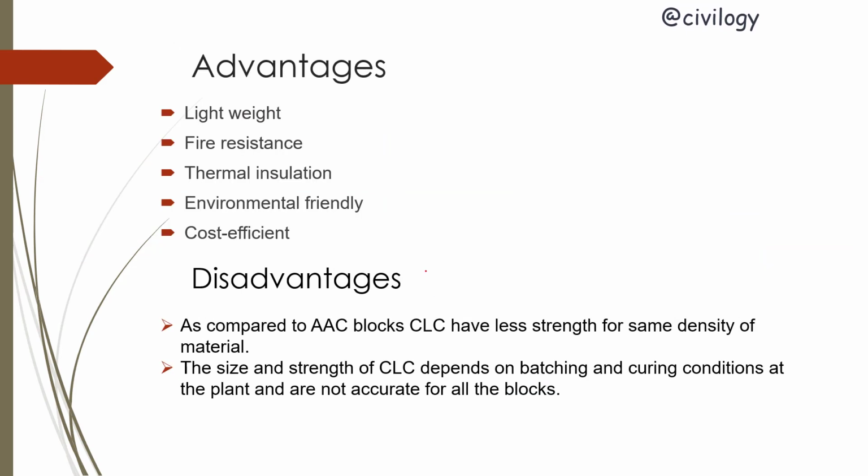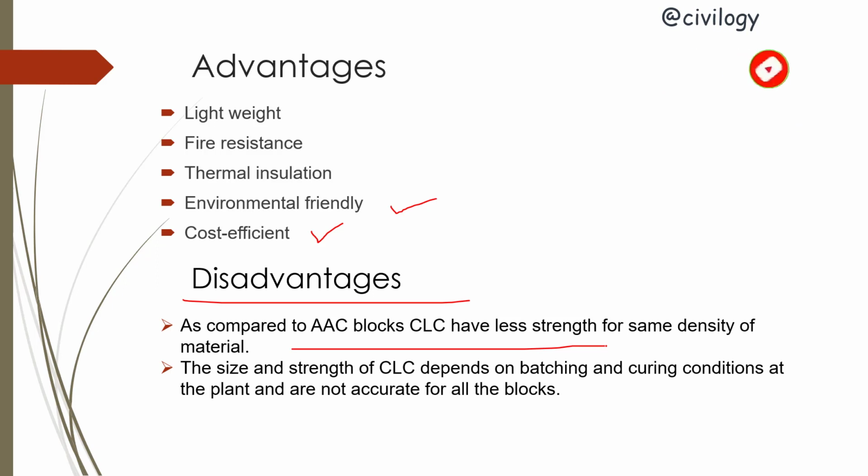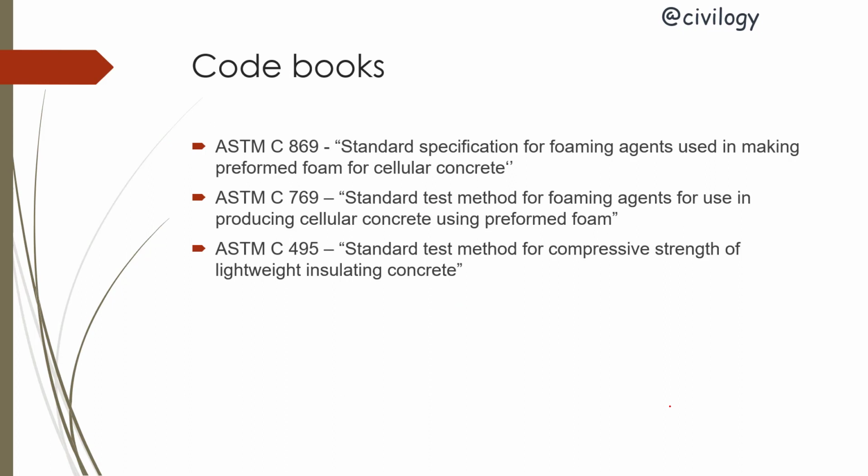Advantages: lightweight, fire resistant, thermal insulation, environmentally friendly, and cost efficient. Disadvantages: as compared to AAC blocks, CLC have less strength for the same density of material. The size and strength of CLC depends on batching and curing conditions at the plant and is not accurate for all the blocks.